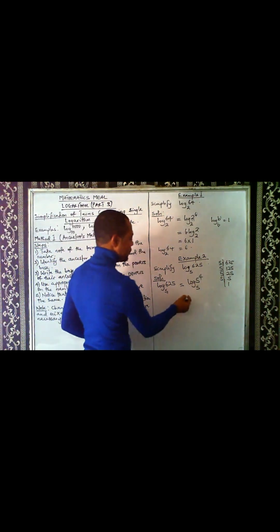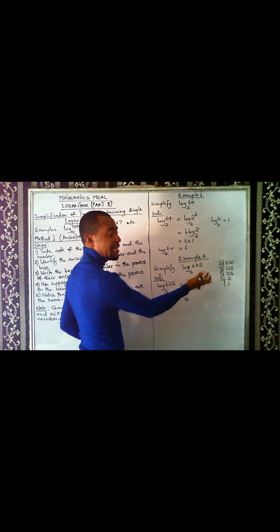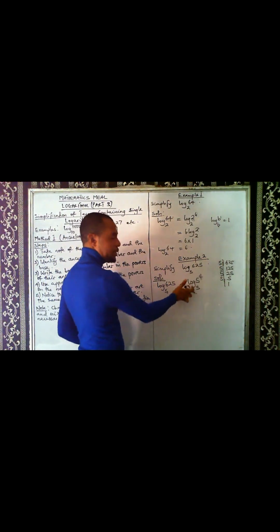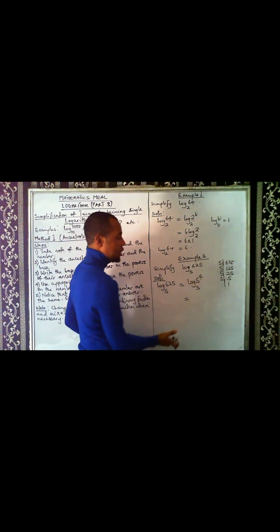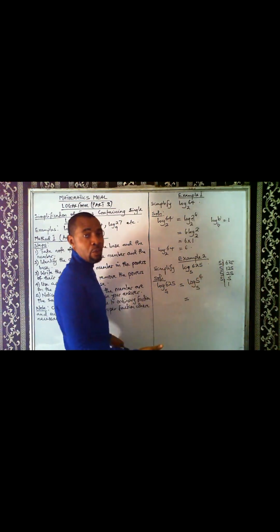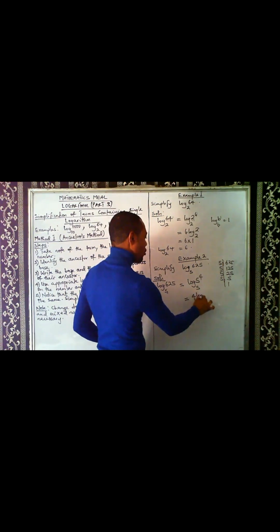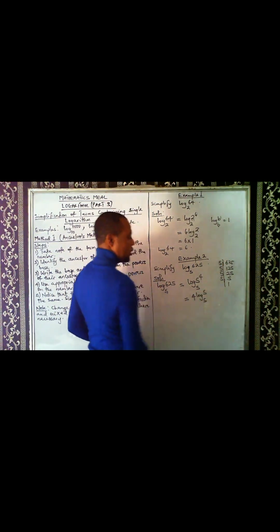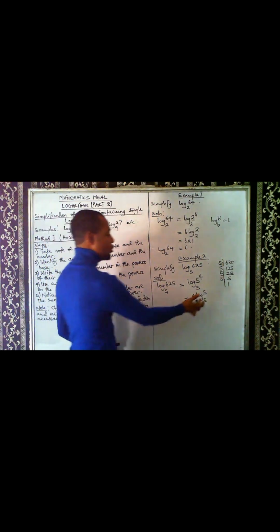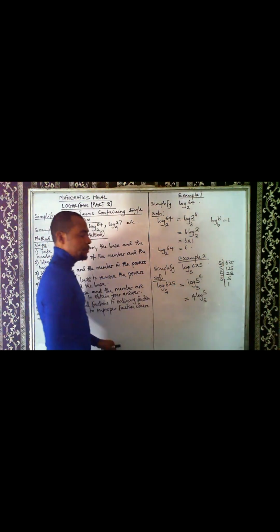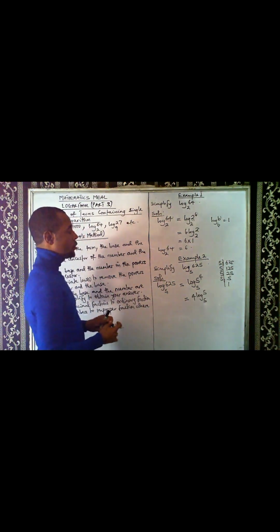Okay, let's continue to follow. Then they say use appropriate law or laws to remove the powers on the number and the base. Just like in the previous example, we apply the third law. When the power is on a number, it's the same thing as the power being the coefficient of the logarithm. So this 4 can now be written as 4 log what? 5 in base what? 5. There's no power to remove here since the power is just 1. So we just use the single law to do that.